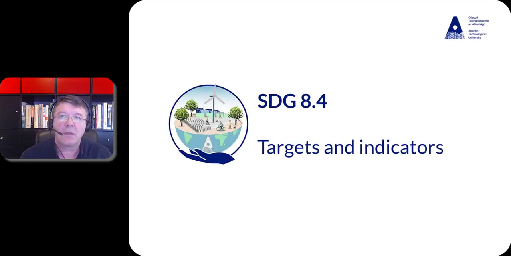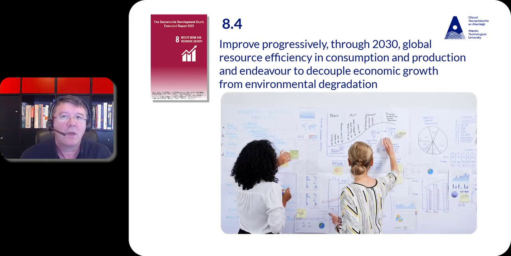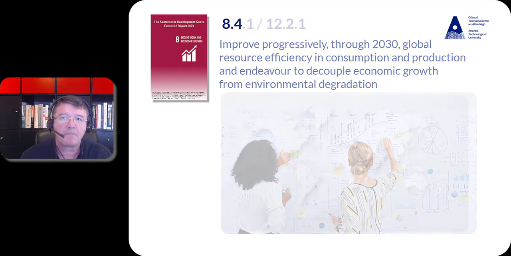Next on to target 8.4. Improve progressively through 2030 global resource efficiency in consumption and production and endeavour to decouple economic growth from environmental degradation in accordance with the 10-year framework of Programme on Sustainable Consumption and Production, with developed countries taking the lead.